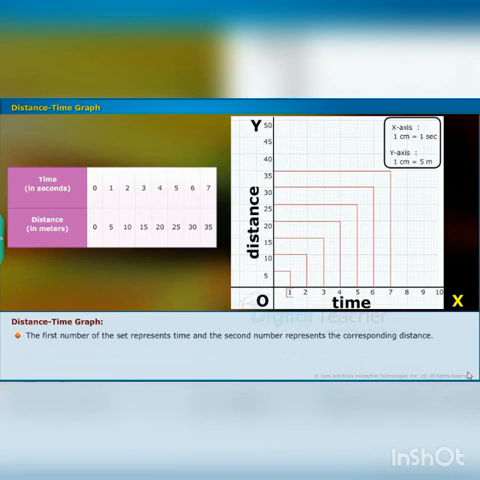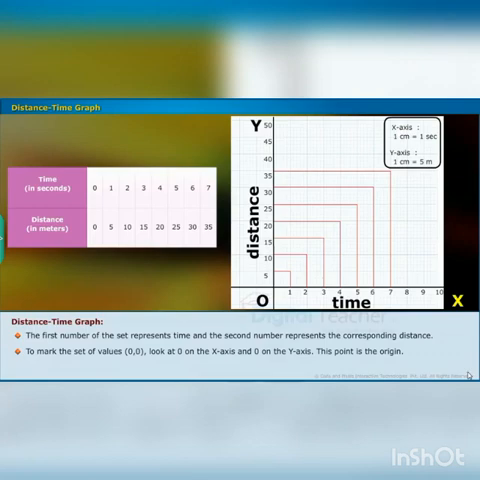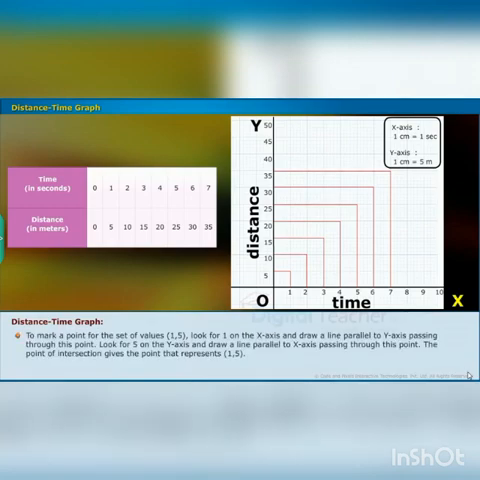The first number of the set represents time and the second number represents the corresponding distance. To mark the set of values (0, 0), look at 0 on the x-axis and 0 on the y-axis. This point is the origin. To mark a point for the set of values (1, 5), look for 1 on the x-axis and draw a line parallel to the y-axis passing through this point. Look for 5 on the y-axis and draw a line parallel to the x-axis passing through this point. The point of intersection gives the point that represents (1, 5).